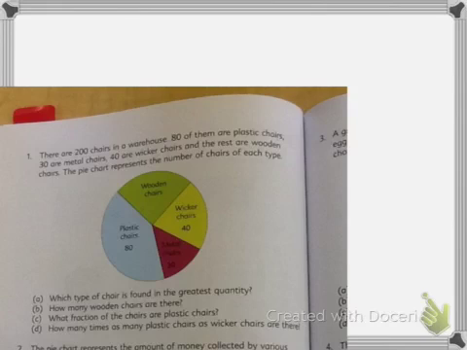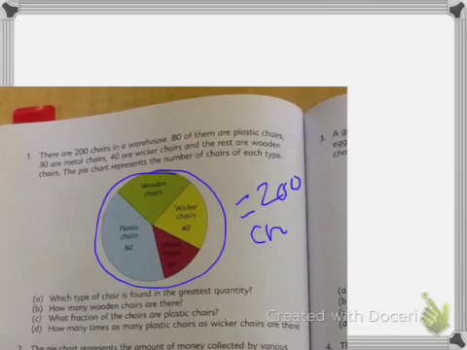Let's take a look at this example. We have 200 chairs in a warehouse. 80 of them are plastic chairs, 30 are metal, 40 are wicker, and the rest are wooden. The pie chart represents the number of chairs of each type. So we know there's 200 chairs total. That means that this whole circle pie chart is going to have to equal 200 chairs, right? Because parts of the whole.